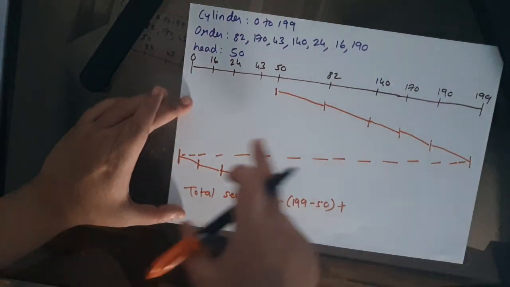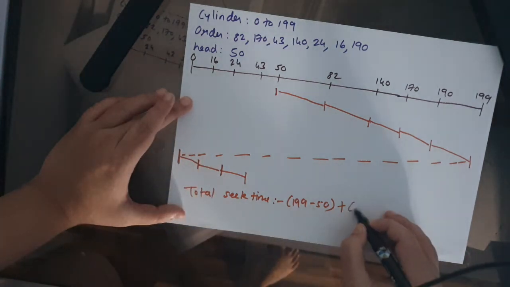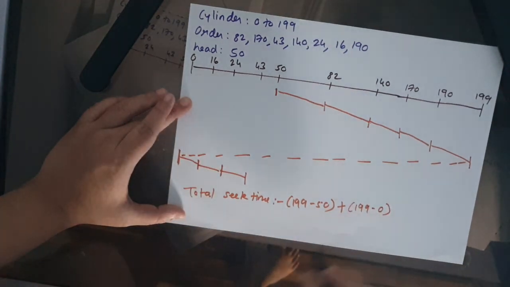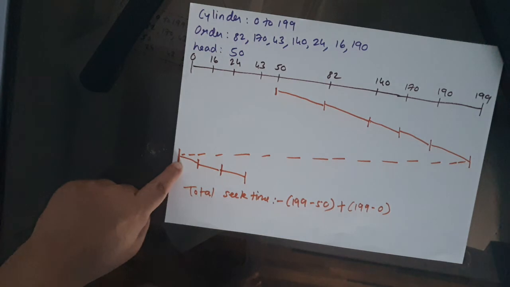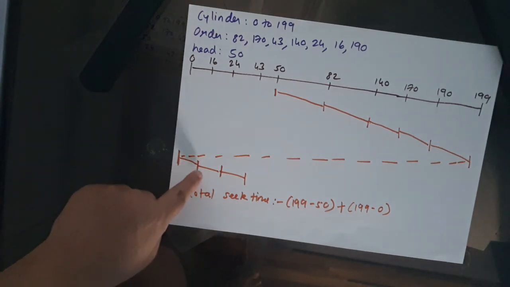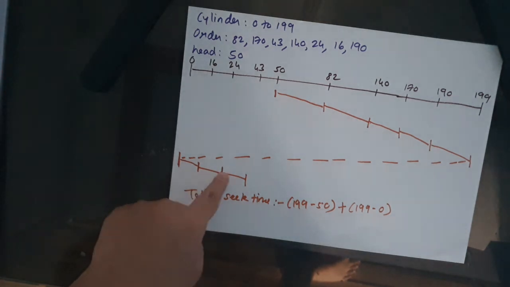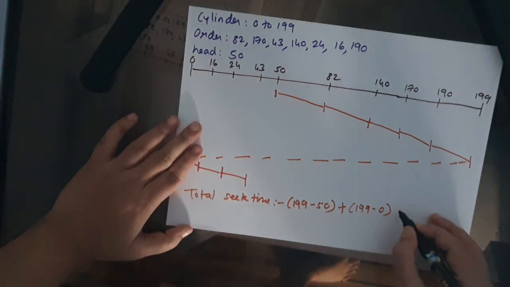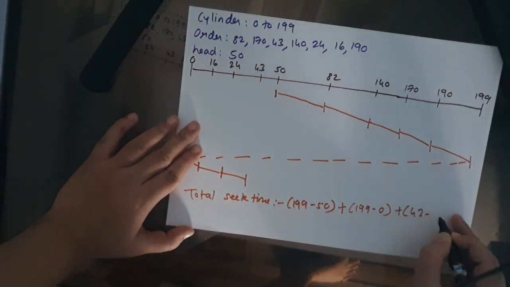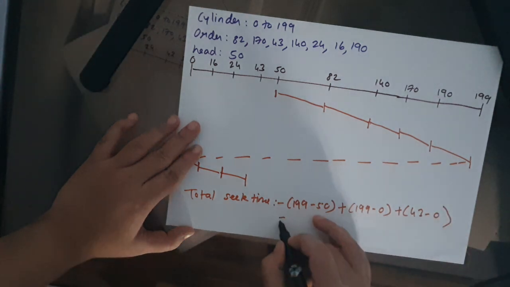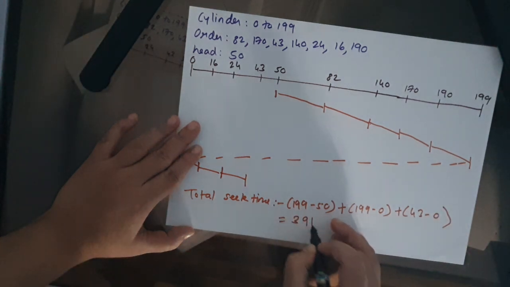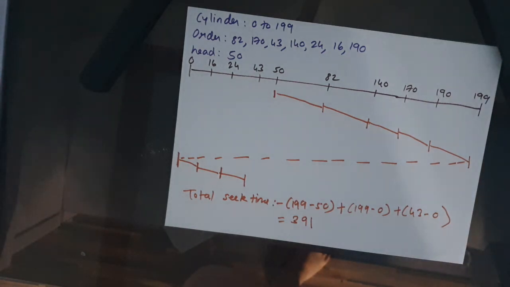So 199 to 0 is nothing but 199 minus 0. Then we began from 0, and we went till 16. So 0 to 16, 16 to 24, 24 to 43, which is nothing but 43 minus 0. The total comes to 391. So that's your C-scan.